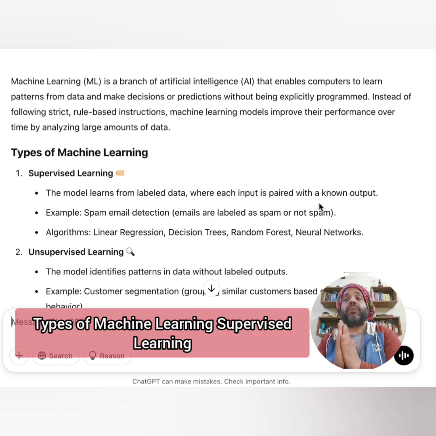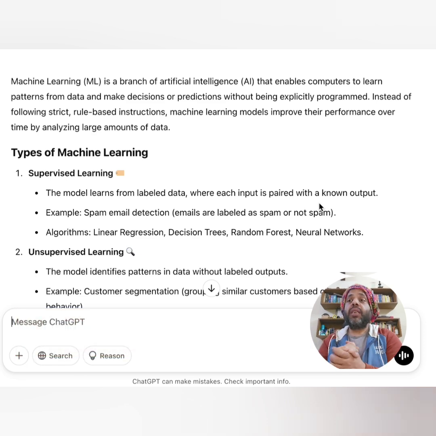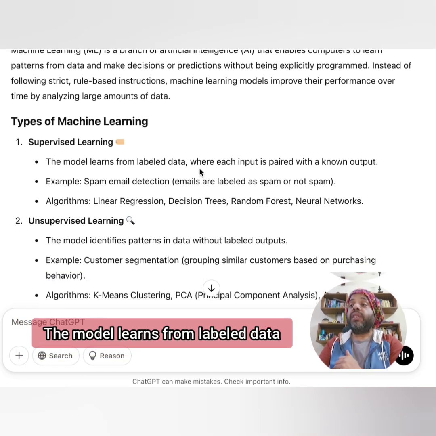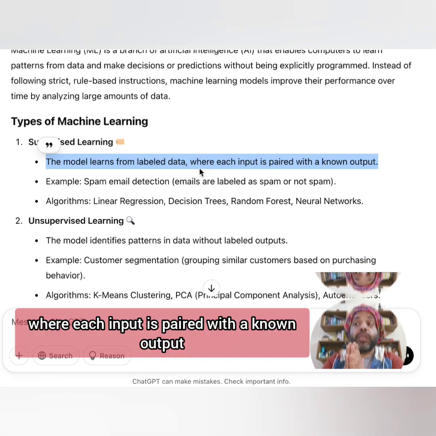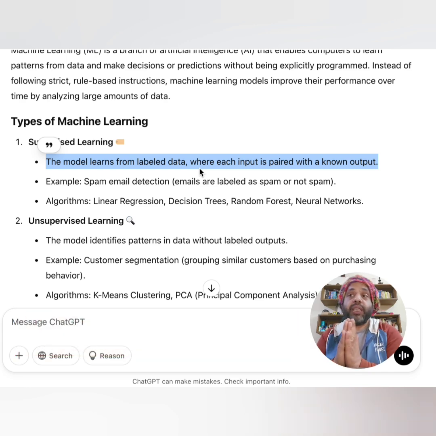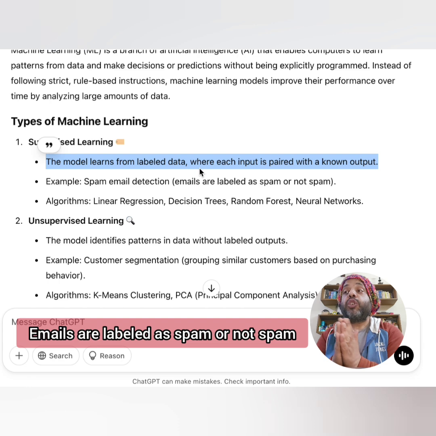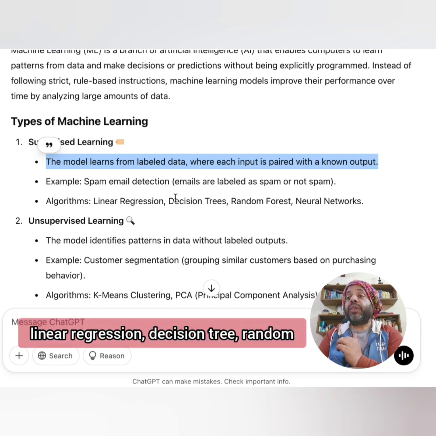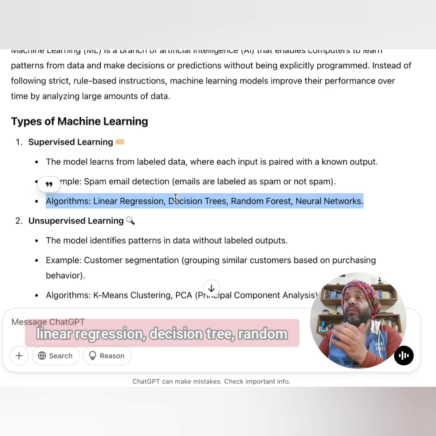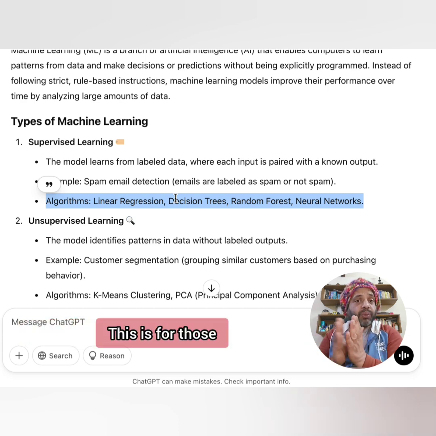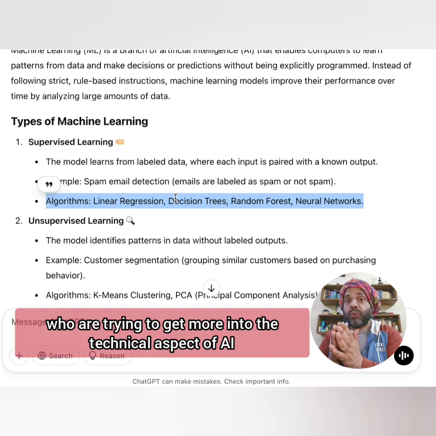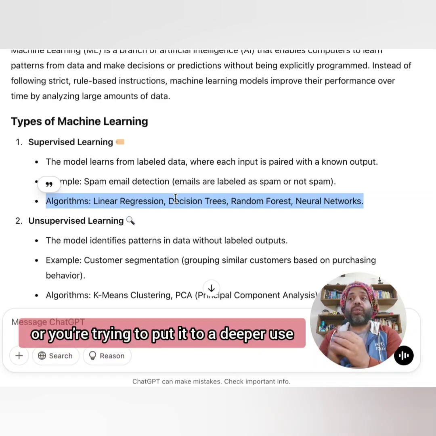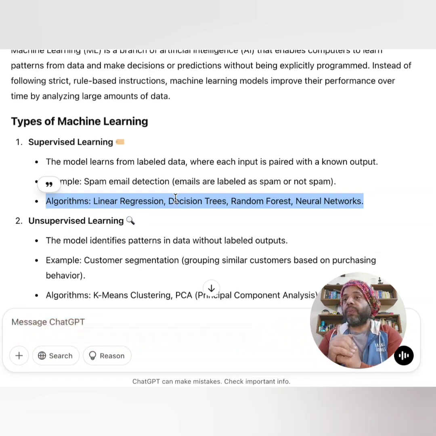Types of machine learning: supervised learning. The model learns from labeled data where each input is paired with a known output. Example, spam email detection. Emails are labeled as spam or not spam. Algorithms: linear regression, decision tree, random forest, neural networks. This is for those who are trying to get more into the technical aspect of AI or computer science a bit, or you're trying to put it to a deeper use.